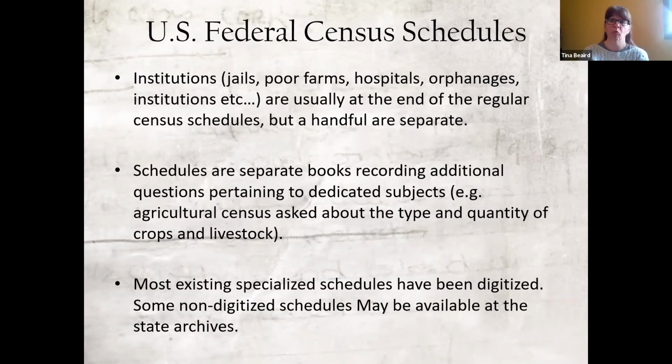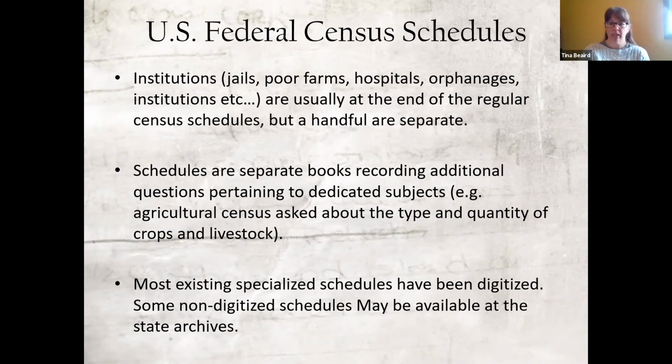They would have been in their own books that would have lived in a different location from the rest of the population schedule. So these books were dedicated to a particular subject. So let's say they were doing an agricultural census. What they would ask you is you would get the same information, you would get the head of household, but then you would also get how many acres do they own?